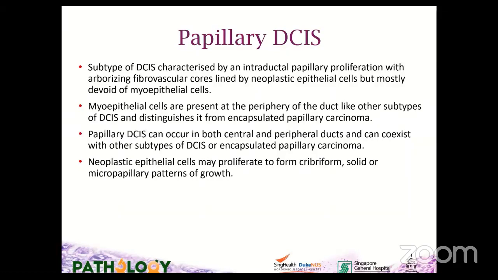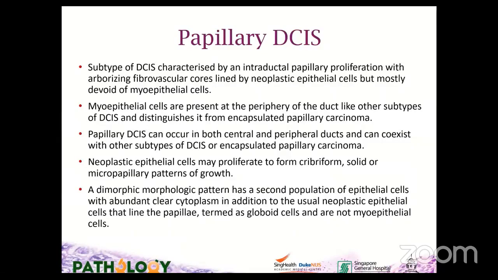The neoplastic epithelial cells may also proliferate to form cribriform, solid, or micropapillary patterns of growth. There has been a description of a dimorphic morphologic pattern in which a second population of epithelial cells with ample clear cytoplasm is seen, in addition to the usual neoplastic epithelial cells that cover the papillae. These clear cells have also been referred to as globoid cells, which may mimic myoepithelial cells but are not myoepithelial in nature.